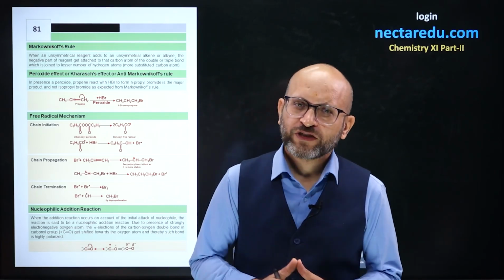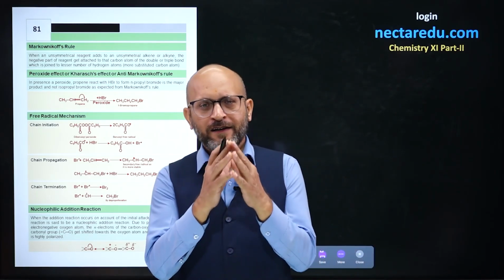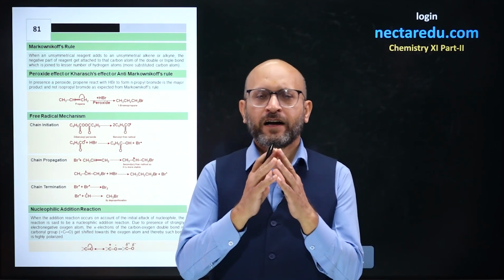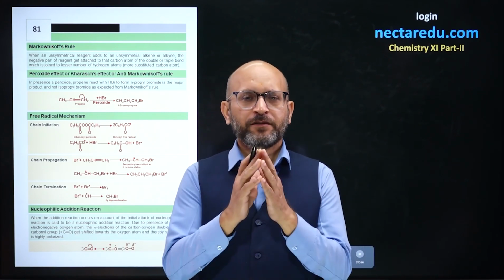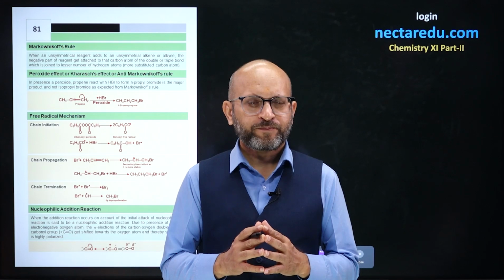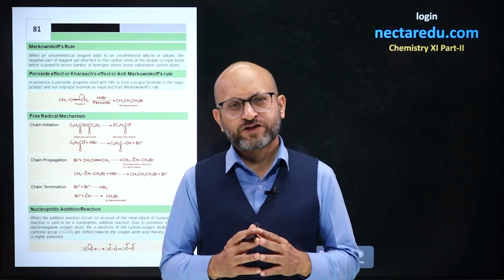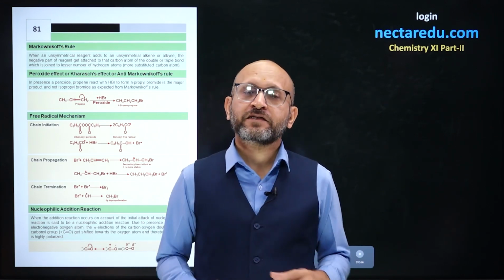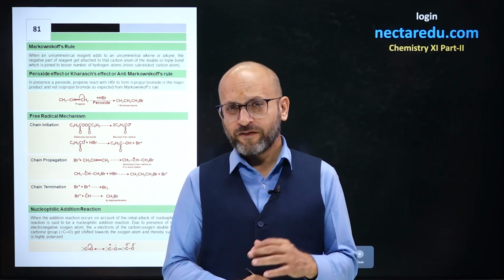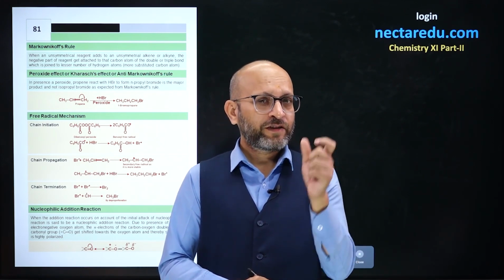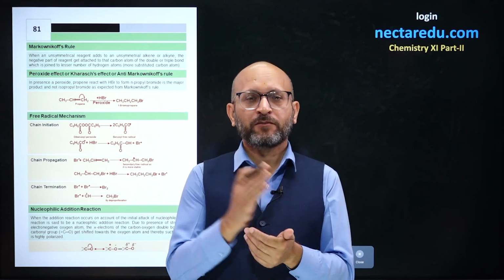Kharash effect or peroxide effect. It is a reaction which is given by hydrogen bromide in the presence of a peroxide. It is a free radical addition reaction and it is anti-Markovnikov addition. Markovnikov addition we have already studied and it is anti-Markovnikov.